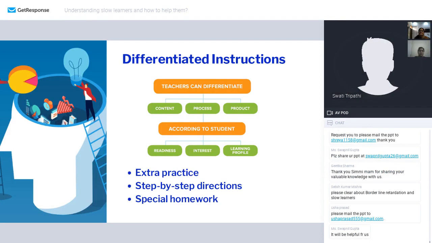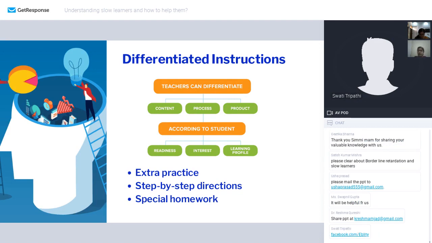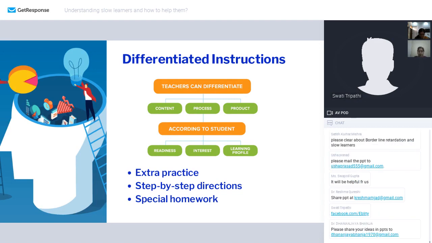First, we'll talk about differentiated instruction. This is the teacher's response to the diverse learning needs of the students. Each child learns in a different manner. All the students, they don't learn in the same manner.